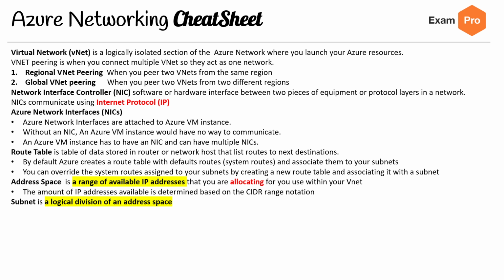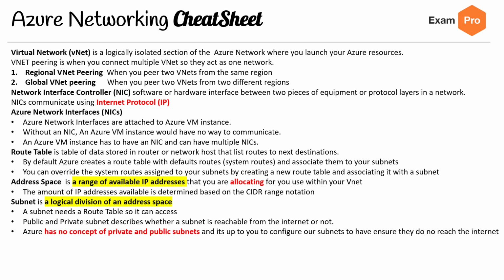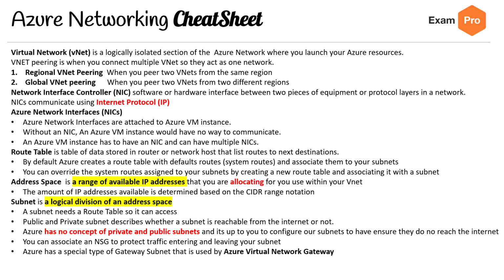For subnets, it is a logical division of an address space. A subnet needs a route table so it can have access. A public-private subnet describes whether a subnet is reachable from the internet or not. Azure has no concept of private or public subnets, so there's no formal setting for it. You have to configure your own subnets to ensure they do not reach the internet. So it's not like you say private, you just name it private, but that doesn't necessarily mean it's private. You can associate an NSG to protect traffic entering and leaving your subnet. Azure has a special type of gateway subnet that is used for Azure Virtual Network Gateway. So if you want one, it's going to tell you that you have to make one.